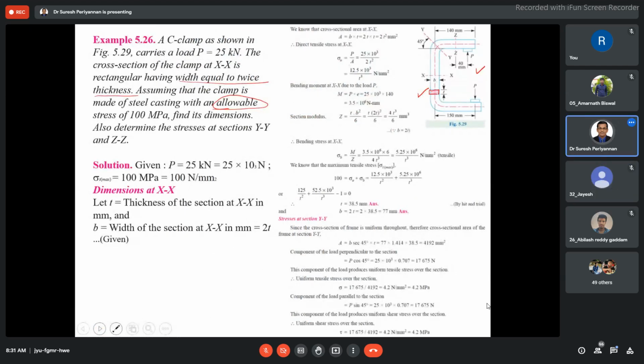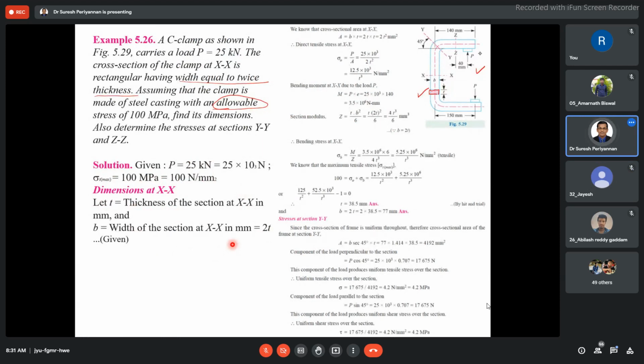Okay, now come to this question. See, the given load is 25 kilonewton and the maximum stress is 100 megapascal. This is the permissible stress, in Newton per mm squared, not Newton per mm. First, we are targeting to find the dimensions of the section XX, the thickness of the section. The width is given as two times the thickness.